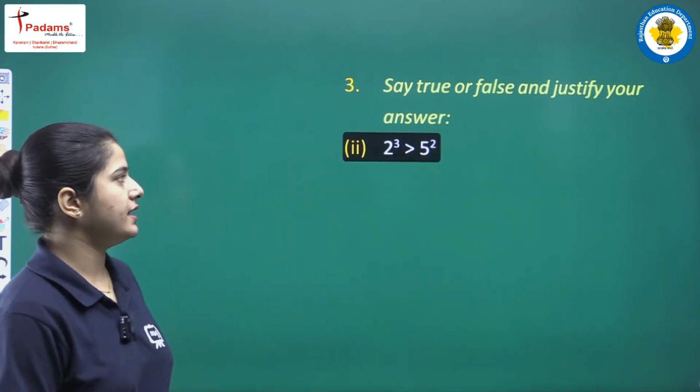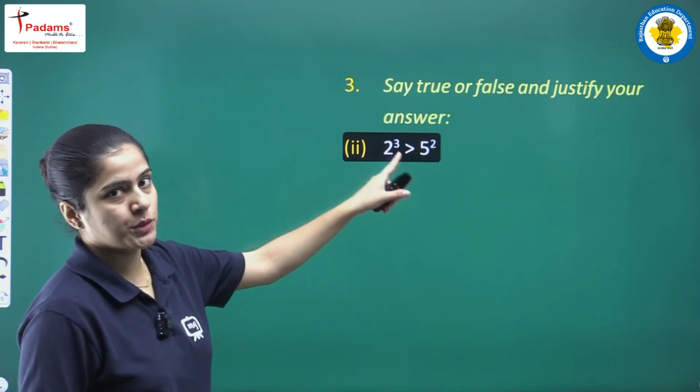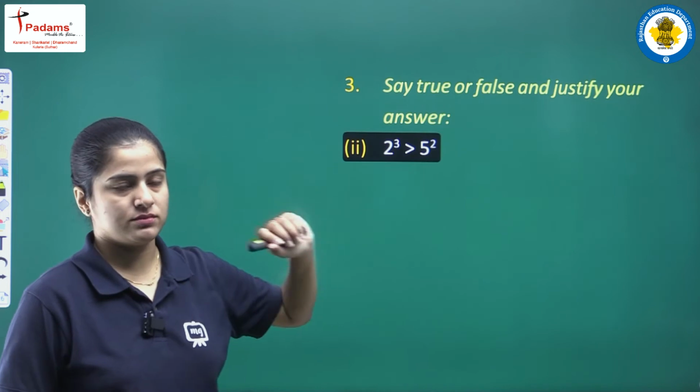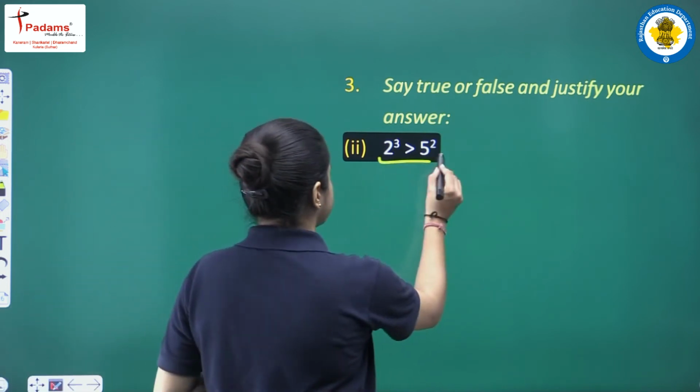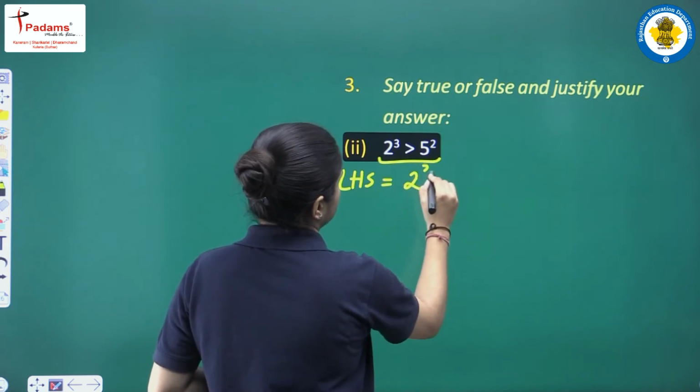अब second part क्या है? Whether 2 raised to power 3 is greater than that of 2 raised to power 5 raised to power 2. So firstly, क्या ये चीज़ ऐसी है? इसके लिए हम क्या करेंगे? लेफ्ट हैंड साइड सॉल्व करेंगे. लेफ्ट हैंड साइड क्या है? 2 raised to power 3.